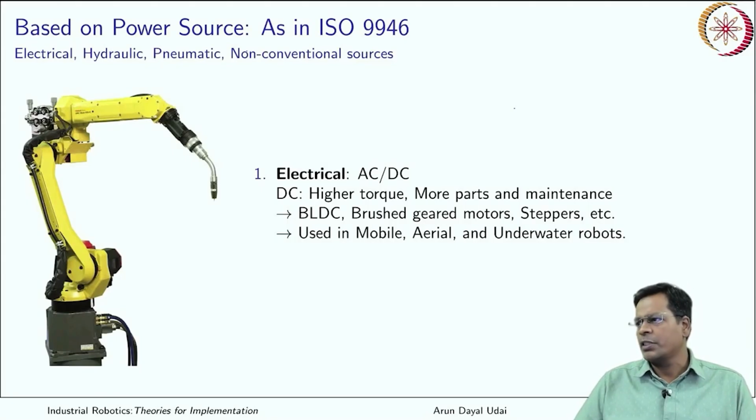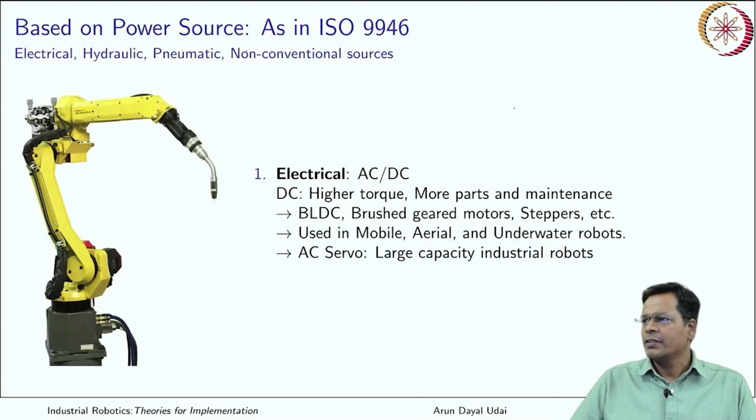So for a similar reason, even underwater robots have a DC powered source. It can carry a battery on board, so that has stored energy. AC servo motors are normally suited for large capacity industrial robots because they are normally grouted to the ground, and they are in the industry where you have huge power supplies which are readily available. And AC motors are very compact, so that is the reason it is used.